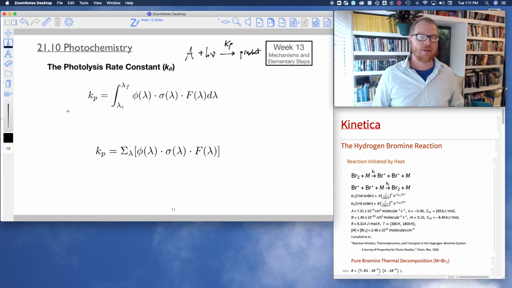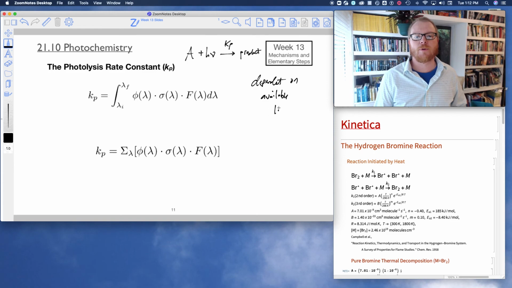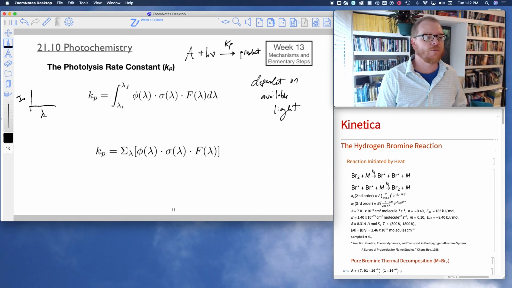So it has to be calculated. You can't just have a general photolysis rate constant because it's dependent on the available light. So there's two versions of this equation, so I'll describe them both. This first one assumes that you have a broad continuous spectrum. So for example, I'll call this I0 versus lambda. And maybe it looks something like this.